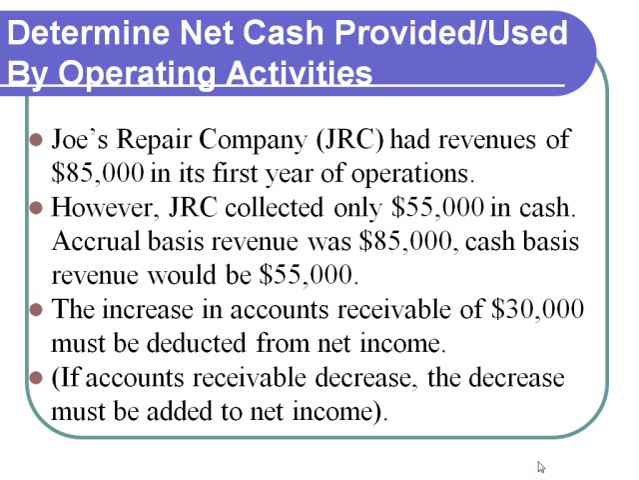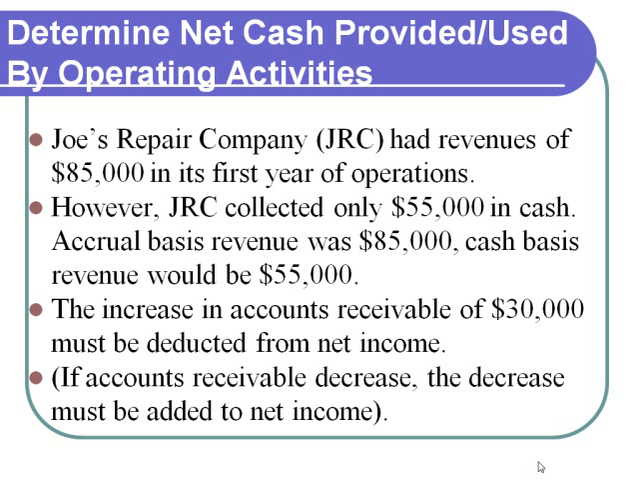So Joe's Repair Company had revenues of $85,000 in its first year. However, Joe's Repair Company only collected $55,000. How do we know this? Take a look at your balance sheet. Accounts receivable increased $30,000, and we just want to look at that increase column. We're done with the individual years. We're just going to focus on that one column that says increase or decrease, and we can see that accounts receivable went up $30,000.